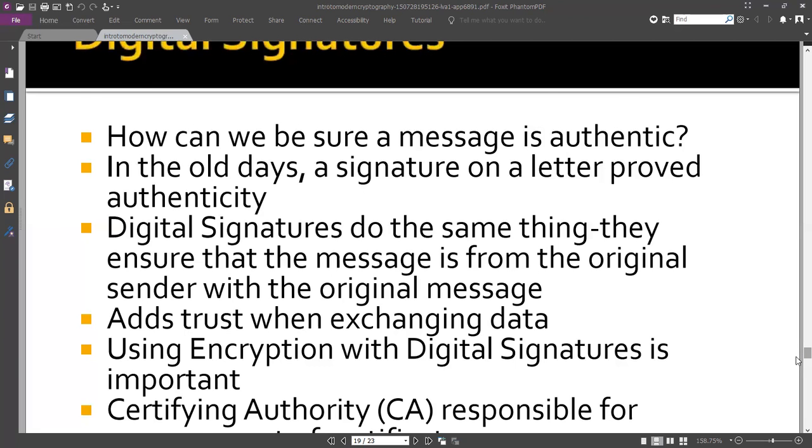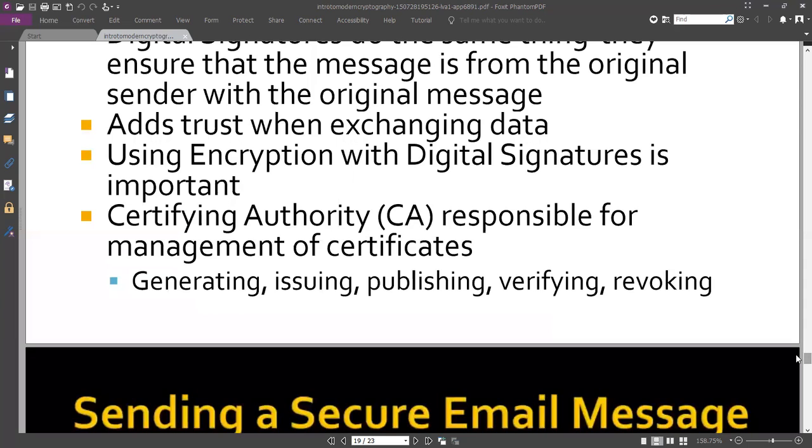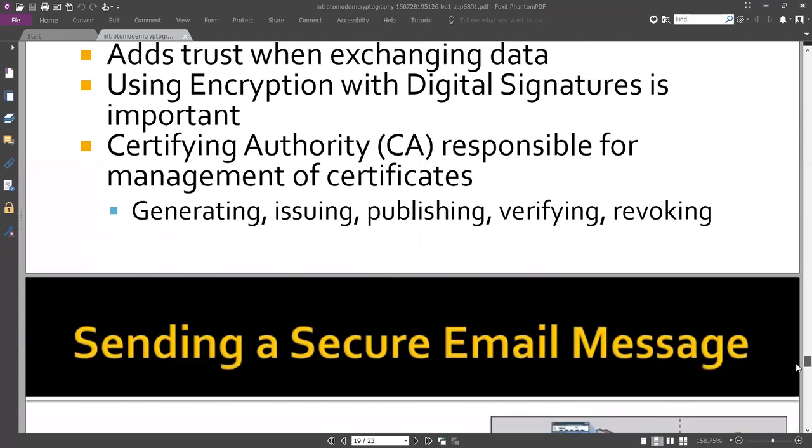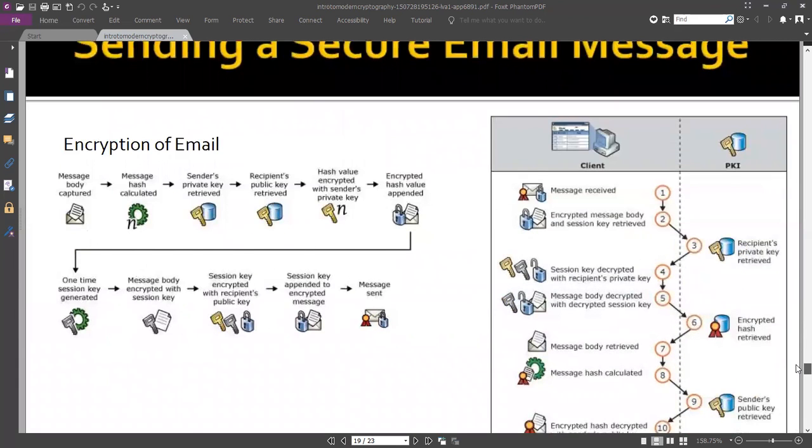The certifying authority is responsible for management of the certificate: generating, issuing, publishing, and verifying, and you can also revoke those digital certificates. An example where digital signatures are used is in emails.